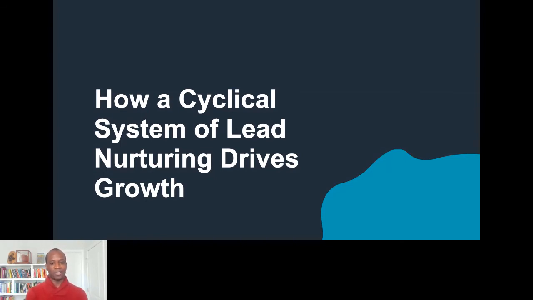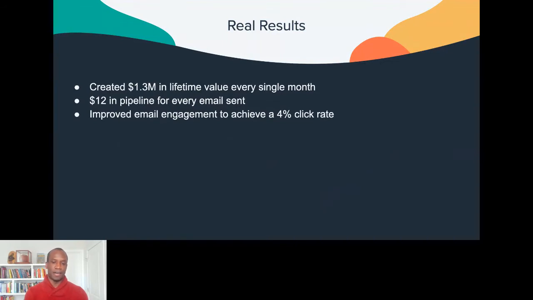Well, I do want to get into how a cyclical system of lead nurturing drives growth. The real important part of this is it creates real results. Part of getting to this high level of pipeline is all about making sure we get the max value out of every lead that's generated. I know most of you have seen it, generating leads is hard. As people get more concerned over privacy, getting a name, email, all that information just comes harder and harder. So it's important to build processes where, if we get a lead, we maximize the value out of that lead, whether they're on a faster or slower buyer journey.